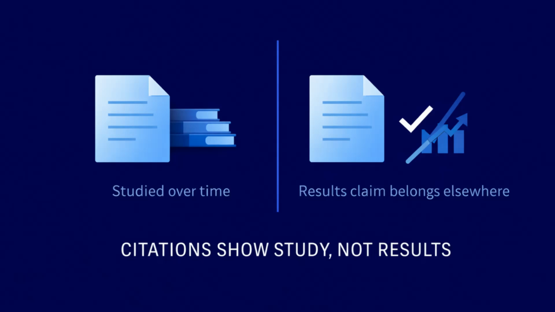Here is one simple citation rule to remember for background paragraphs. Citations here should show that the topic has been studied, not support a specific finding. If a sentence needs a citation because it is making a claim about results, effectiveness, or relationships, that sentence likely belongs in a synthesis paragraph instead.